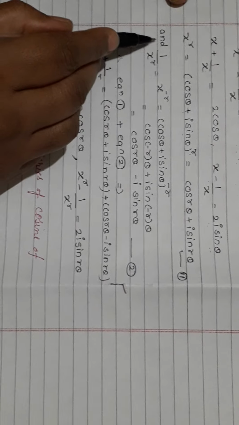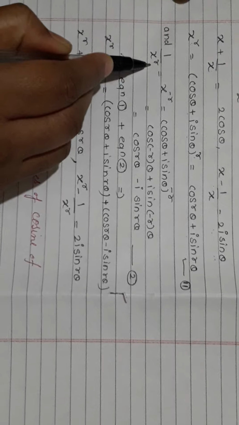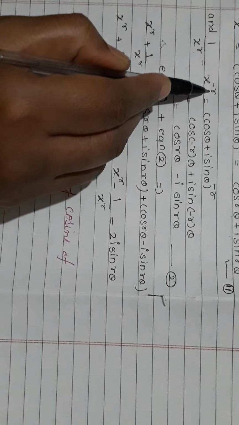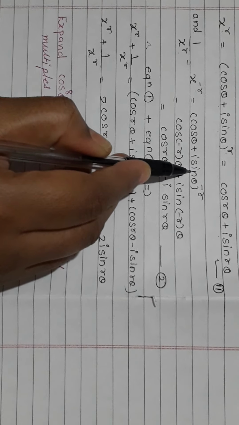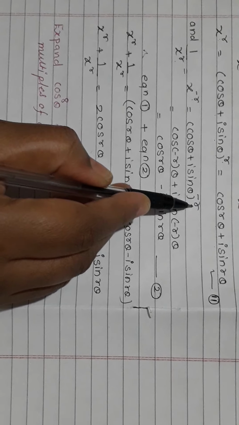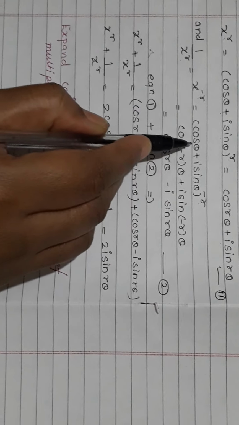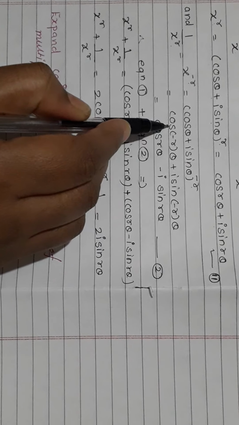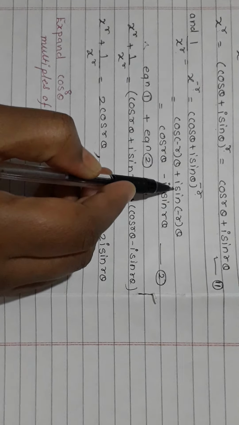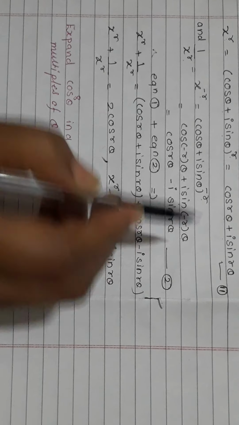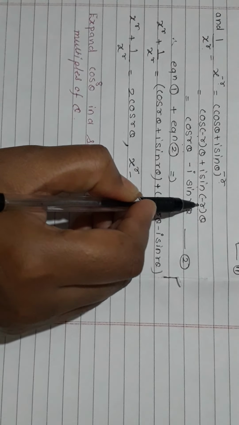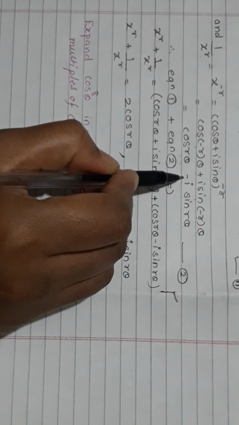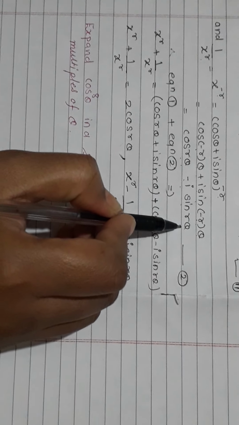Next, when you consider 1 upon x raised to the power r, that term is transferred to the numerator, so it gives x raised to the power minus r. The value of x is cos theta plus i sin theta, with the power minus r. Again by De Moivre's theorem, the power comes in the multiple of theta. So it can be written as cos of minus r theta plus i into sin of minus r theta. As we know, cos of minus r theta can be written as cos of r theta, and sin of minus r theta can be written as minus sin r theta. So the plus sign becomes a minus, and it becomes minus i sin of r theta.